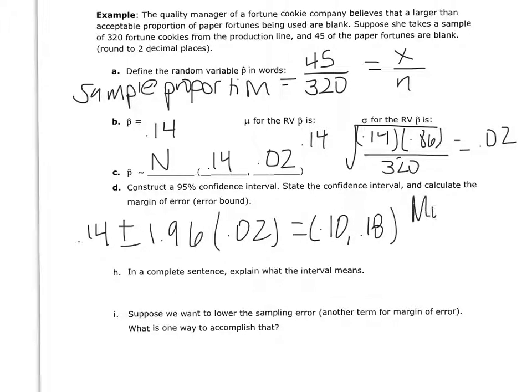All right, let's look at margin of error. Margin of error is just this piece right here, multiplying those two things together. You get a margin of error equal to 0.0392.